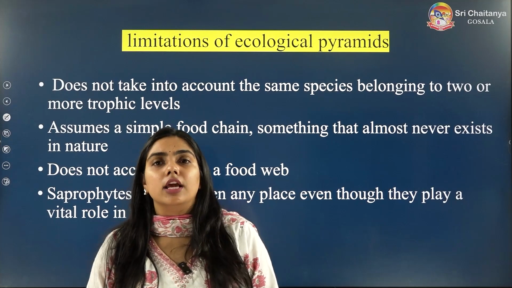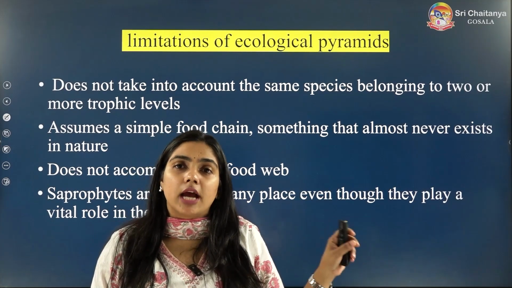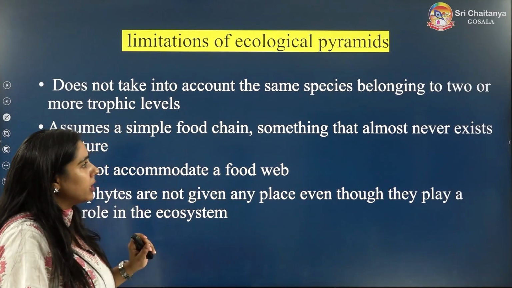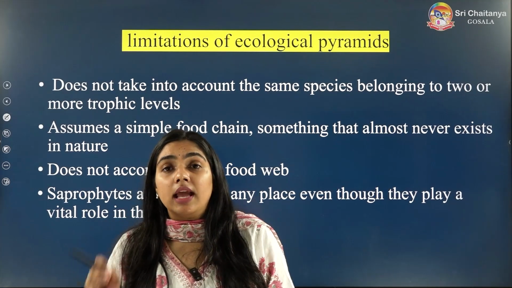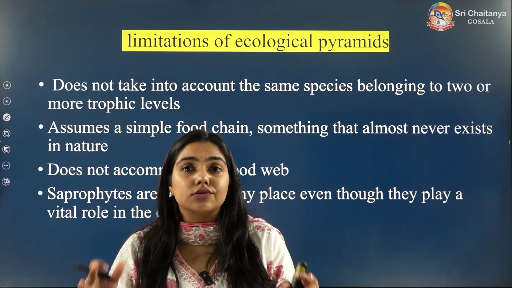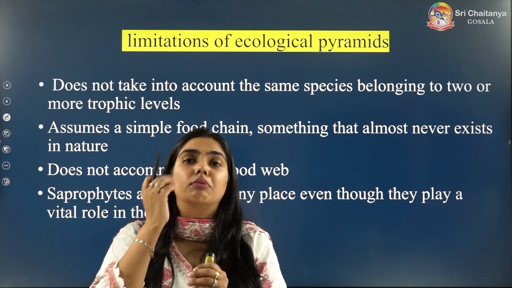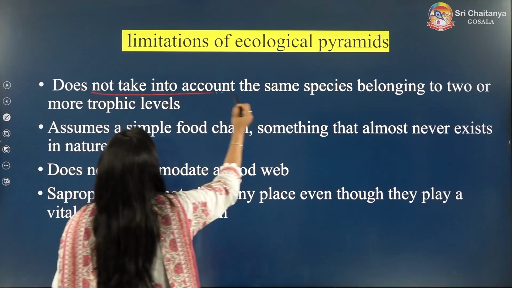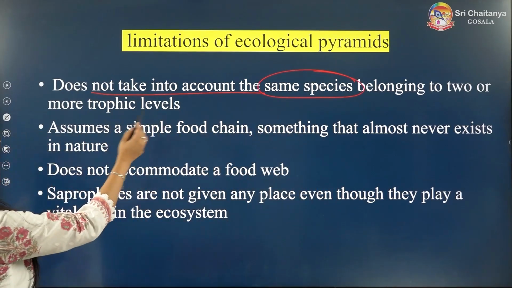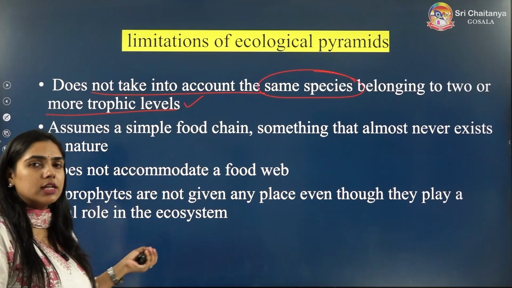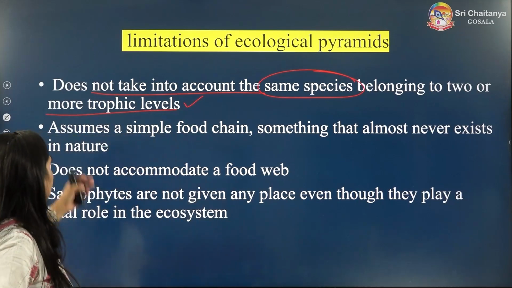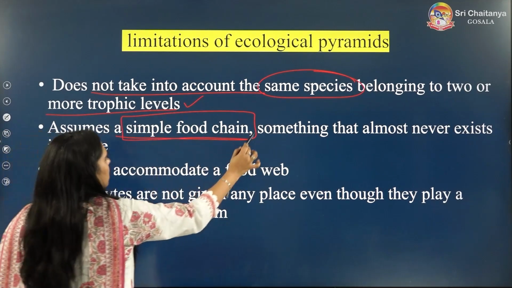And now let us discuss the limitations of ecological pyramids. With this, our chapter will be over. The complete ecosystem chapter will be over with the limitations of the ecological pyramid. So the first limitation is, an organism can come at different trophic levels as well. So it is not counting it twice. It is counting it once only. It does not take into account the same species belonging to two or more trophic levels. Because obviously a species can come at two or more trophic levels. So how does it count? And it assumes a simple food chain, which does not exist.